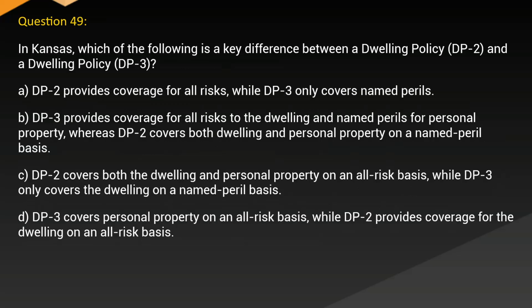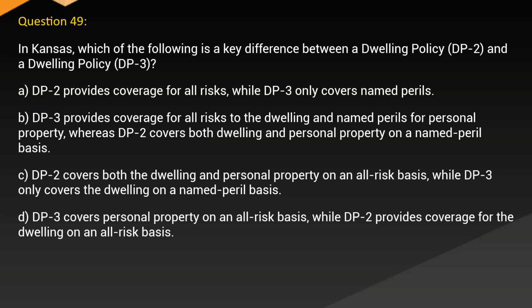Question 49. In Kansas, which of the following is a key difference between a dwelling policy DP-2 and a dwelling policy DP-3? A. DP-2 provides coverage for all risks while DP-3 only covers named perils. B. DP-3 provides coverage for all risks to the dwelling and named perils for personal property, whereas DP-2 covers both dwelling and personal property on a named peril basis.